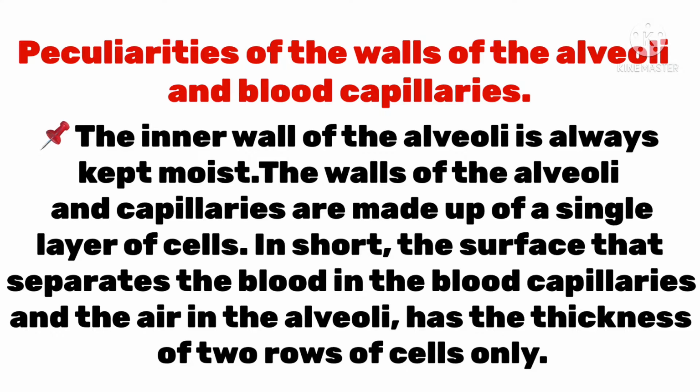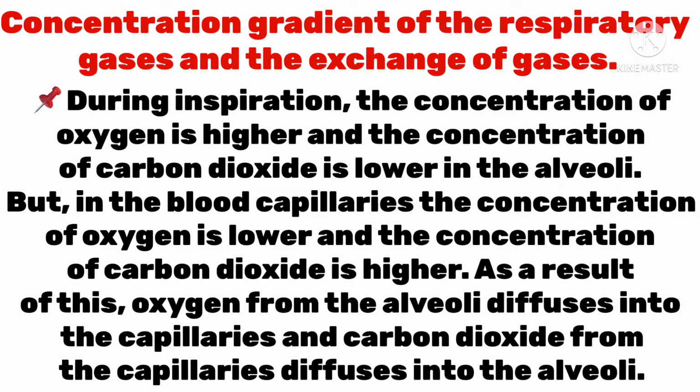Peculiarities of the walls of the alveoli and blood capillaries. The inner wall of the alveoli is always kept moist. The walls of the alveoli and the capillaries are made up of a single layer of cells. In short, the surface that separates the blood in the blood capillaries and the air in the alveoli has a thickness of only 2 rows of cells.